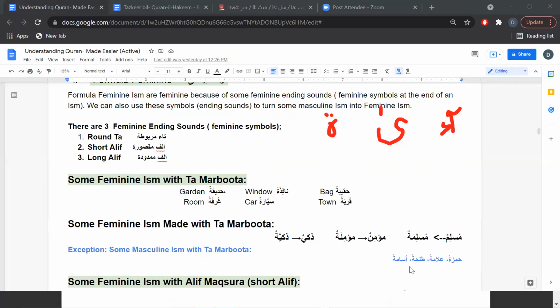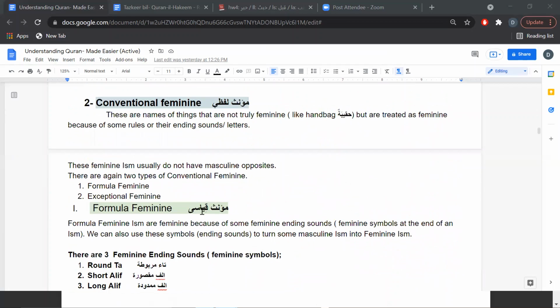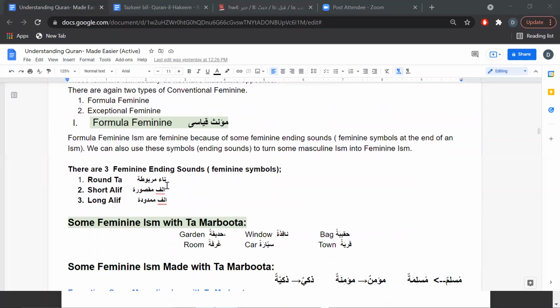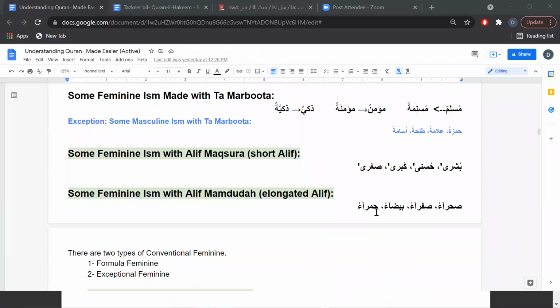Made up, yes. Considered, or you just considered these isms feminine, right? Because of these endings. So these are not real, not natural. Let me clear these drawings and writings, and then scroll down. So we have formula feminine, and anytime we see ta marbuta or short alif or long alif, then we are going to say that that ism is feminine.